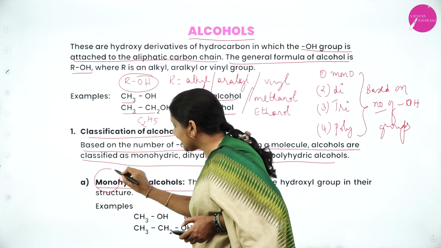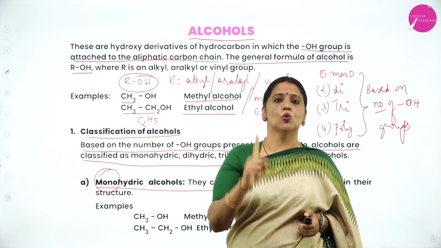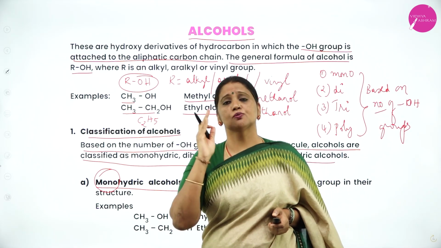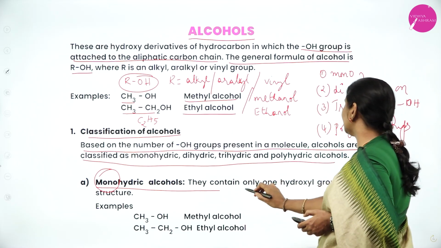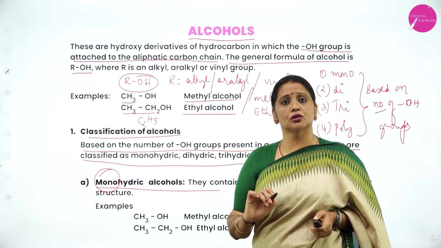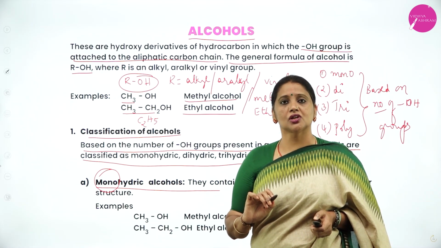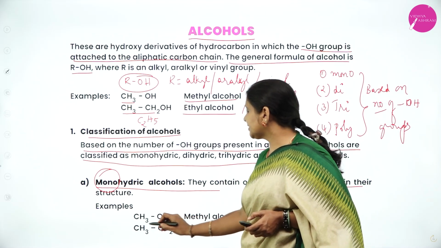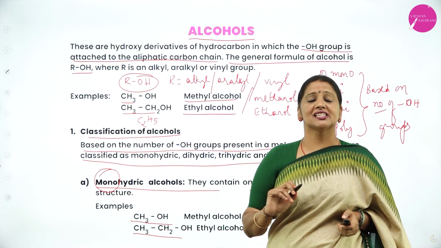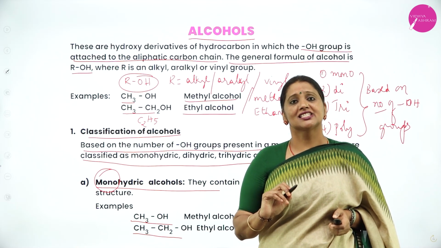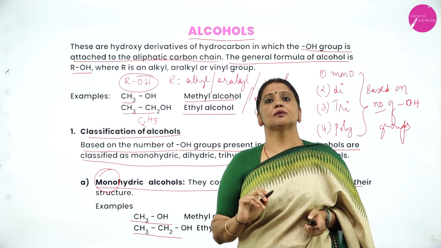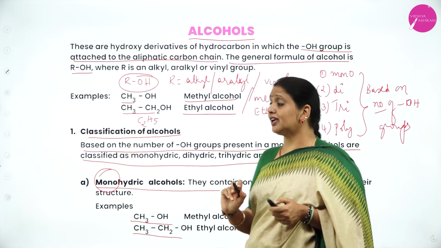In the name only, it has the term mono. Mono means one. The alcohols which contain only one OH group are called monohydric alcohols. They contain only one hydroxyl group. Very good examples of monohydric alcohol are methanol and ethanol. What's the formula of methanol? CH3OH. What's the formula of ethanol? CH3CH2OH. Ethanol and methanol are good examples of monohydric alcohol.